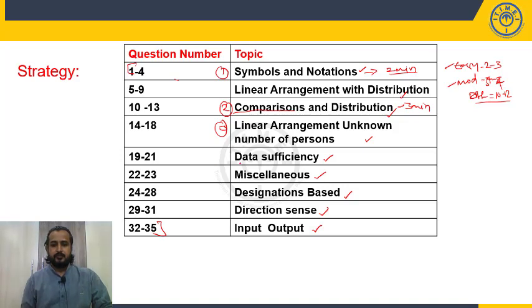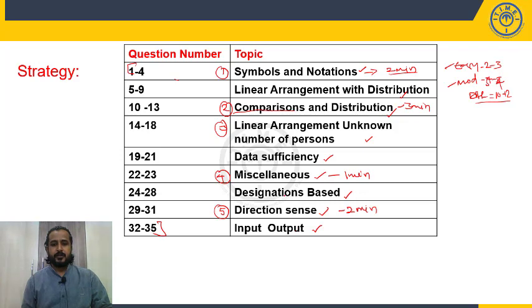Now, data sufficiency, 3 questions are given. Definitely it will take some time to read the data, so keep it aside. Miscellaneous, 2 questions: you may spend a maximum of 1 minute for the 2 questions. You may give this the 4th preference. Next, designation based, direction sense, input output. Direction sense can be attempted. We have 3 questions, and the maximum time we can spend is 2 minutes.